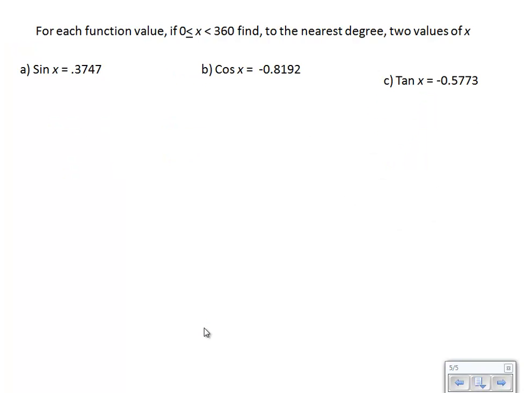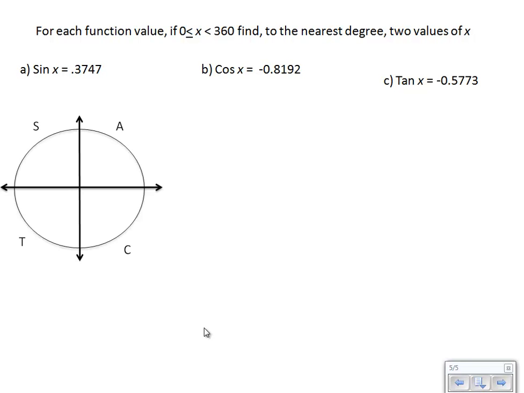All right. For each function value, find to the nearest degree 2 values of x. So I've got to find 2 answers here that when I take the sine of them, I get 0.3747. Well, the first thing I do is I realize that sine is positive in the first quadrant and the second quadrant. So I'm going to draw my reference angles in the first and second quadrant because that's where sine is positive. On my calculator, I'm going to inverse sine 0.3747, round it to the nearest degree, and get 22. So now I'm going to place a 22 in each reference angle.